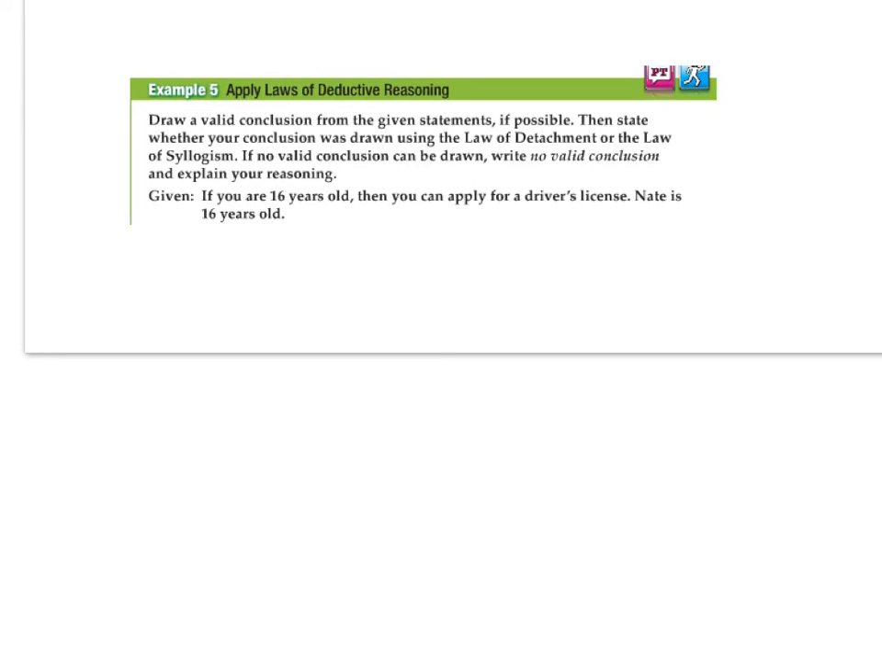Okay, let's take a look at example 5. It says draw a conclusion from the given statements, if possible. Then state whether the conclusion was drawn using the law of detachment or the law of syllogism. If no valid conclusion can be drawn, write no valid conclusion and explain your reasoning.